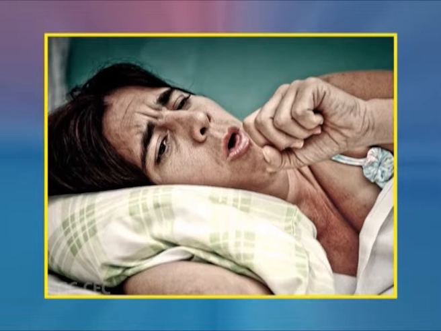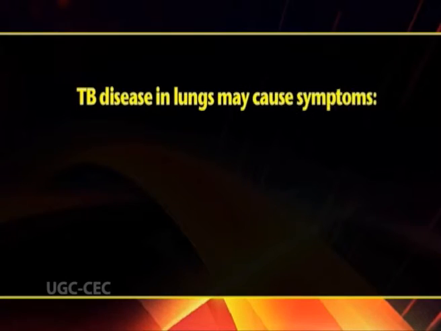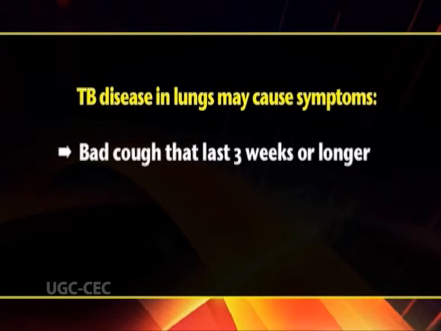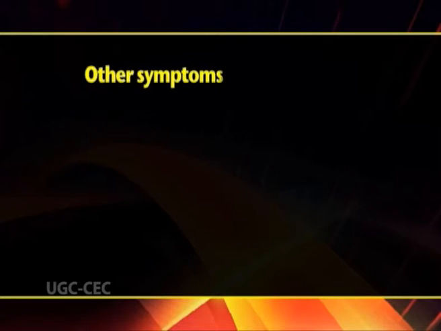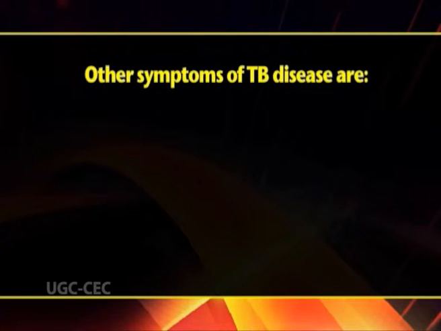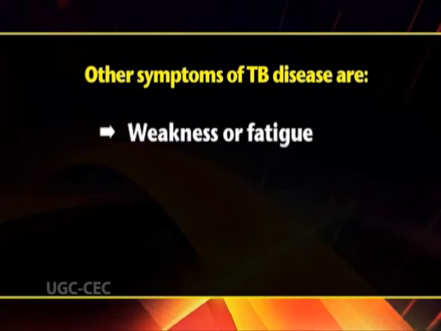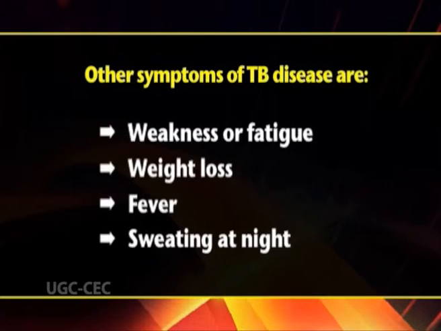Symptoms of TB disease depend on where in the body the TB bacteria are growing. TB bacteria usually grow in the lungs, called pulmonary TB. TB disease in the lungs may cause symptoms such as a bad cough that lasts 3 weeks or longer, pain in the chest, coughing up blood or sputum. Now, the other symptoms of TB disease are weakness or fatigue, weight loss, fever, sweating at night.